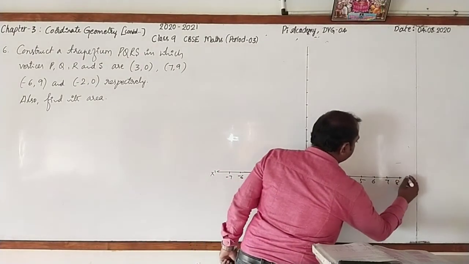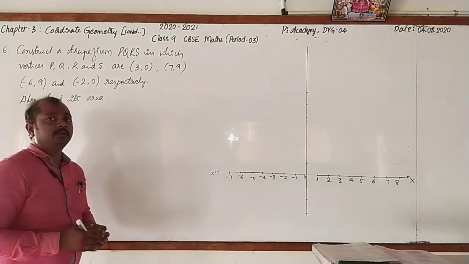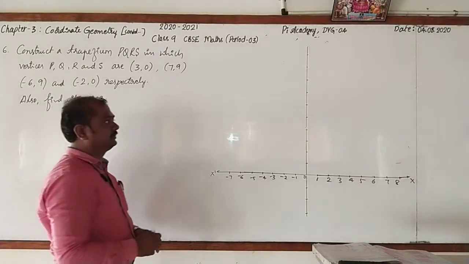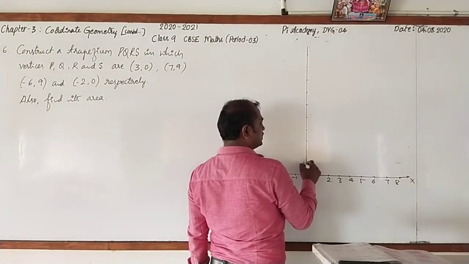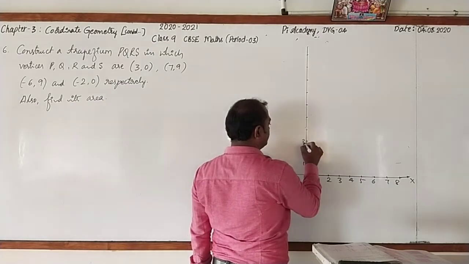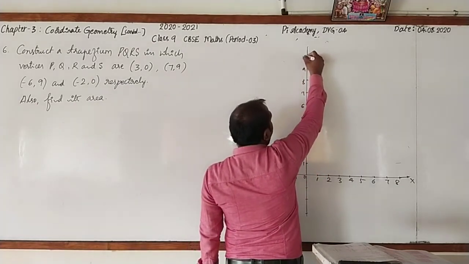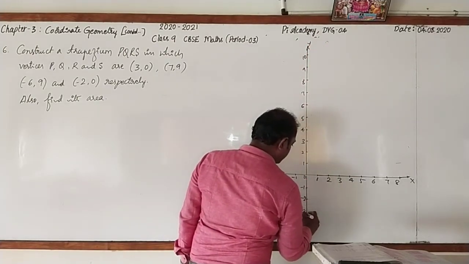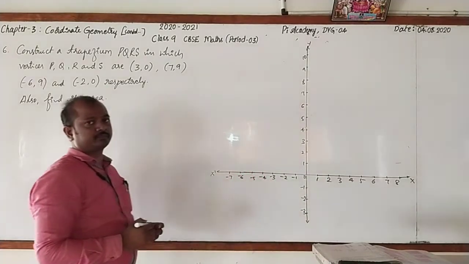And you can name this axis as XO, X dash. And in the graph sheet, there will be boxes. You can mark them easily. Then here, vertical line is y-axis. Above 0 are positive: 1, 2, 3, 4, 5, 6, 7, 8, 9 and 10. And below 0 are negative: minus 1, minus 2 and minus 3.